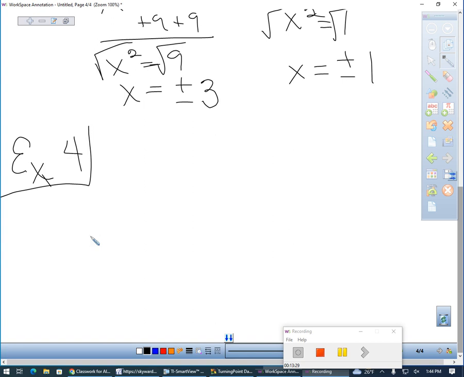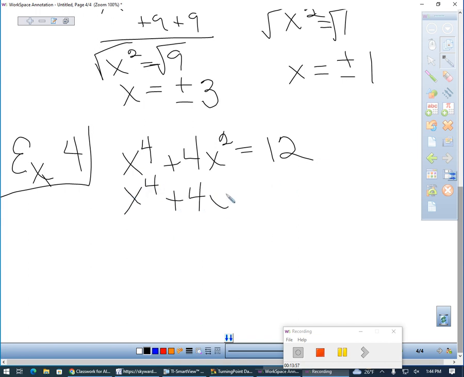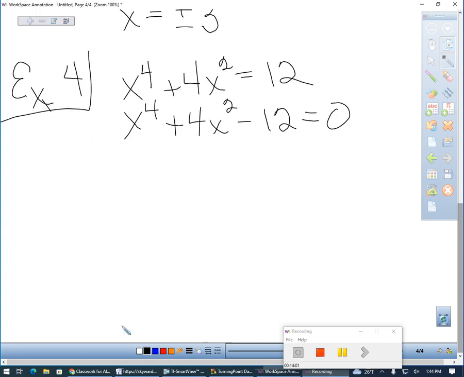Let's go with x to the 4th plus 4x squared equals 12. What do I do first? X to the 4th plus 4x squared minus 12 equals 0. Now what do I do? Factor. Negative 12 on top, 4 on the bottom. What are the sides of my x? Thank you. 6 and negative 2.